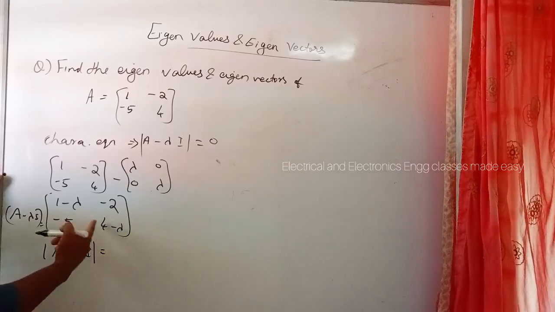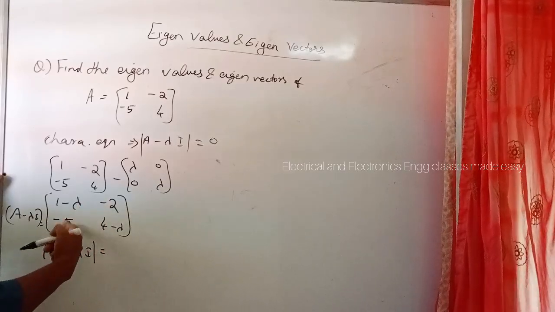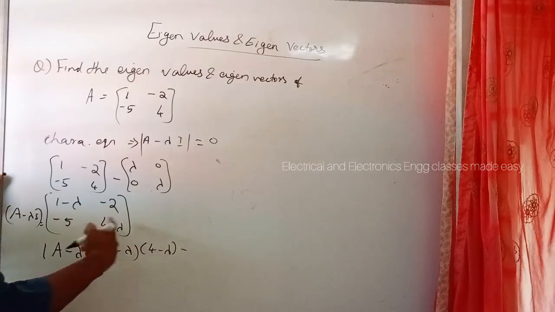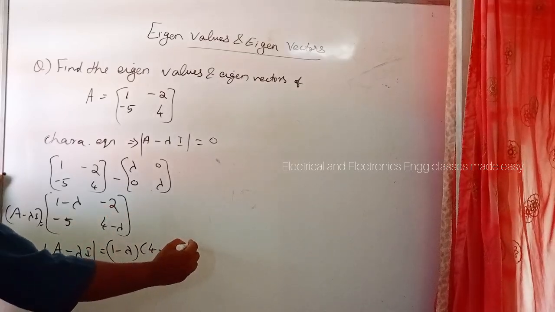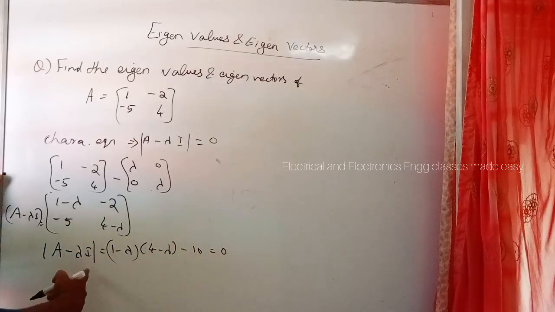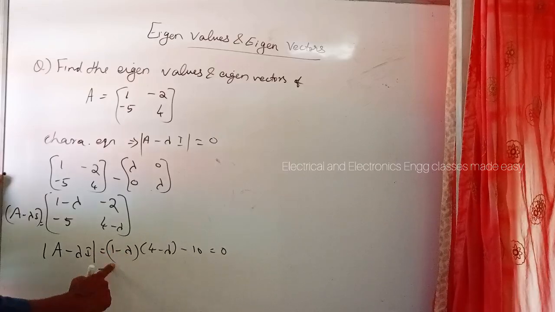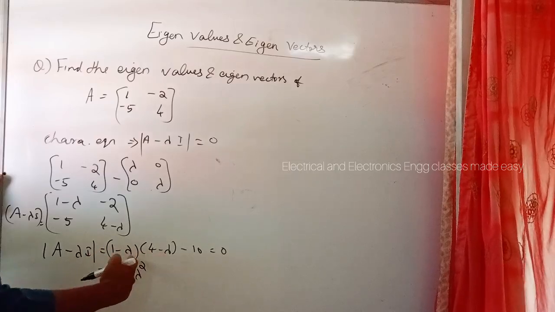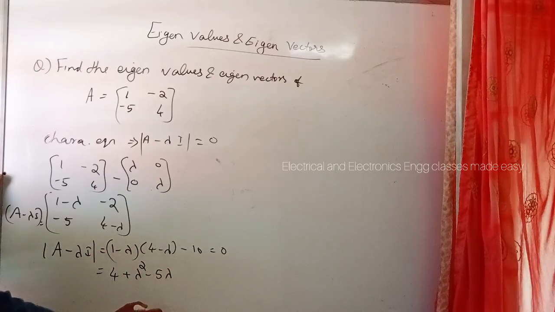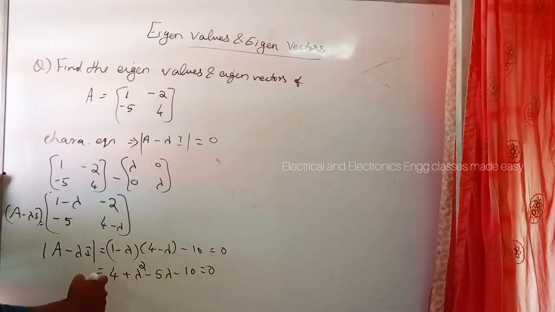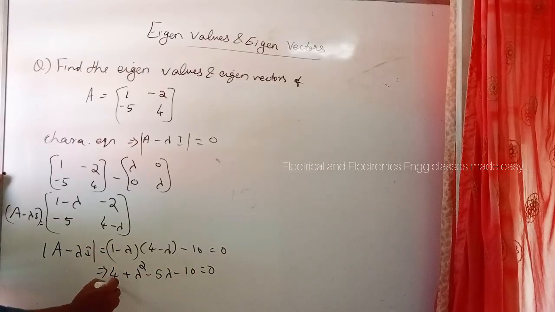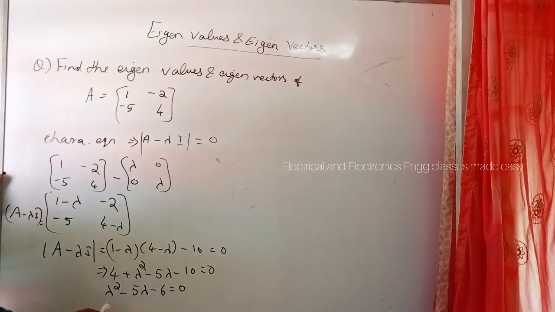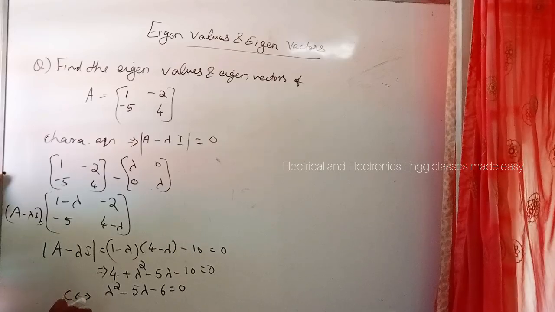Now we have to find the determinant of this, that is, the determinant of A minus lambda I is equal to, cross multiplying, (1 minus lambda) into (4 minus lambda), then minus 5 into minus 2, that is 10, which is equal to 0. That is, 1 into 4, 4, plus lambda square, minus lambda, minus 4 lambda, that is minus 5 lambda, minus 10 equal to 0. So we get lambda square minus 5 lambda minus 6 equal to 0. So this is the characteristic equation.